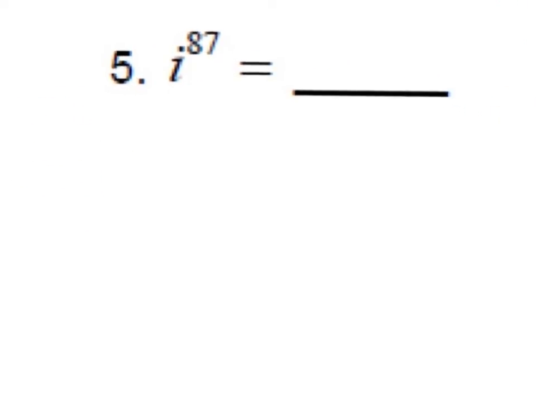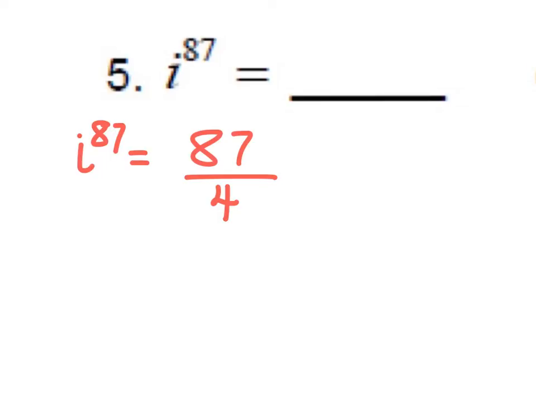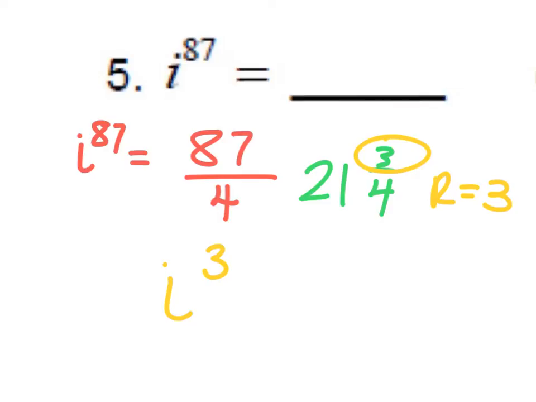Moving on, another odd, so we can't do our evens trick, but we can divide by 4 and find the remainder. Take 87, divide it by 4. Let's see. 4 goes into 87 21 times with 3 left over, 3/4. That means my remainder is 3, which means my answer is i to the 3rd, which is -i. And almost there, guys.